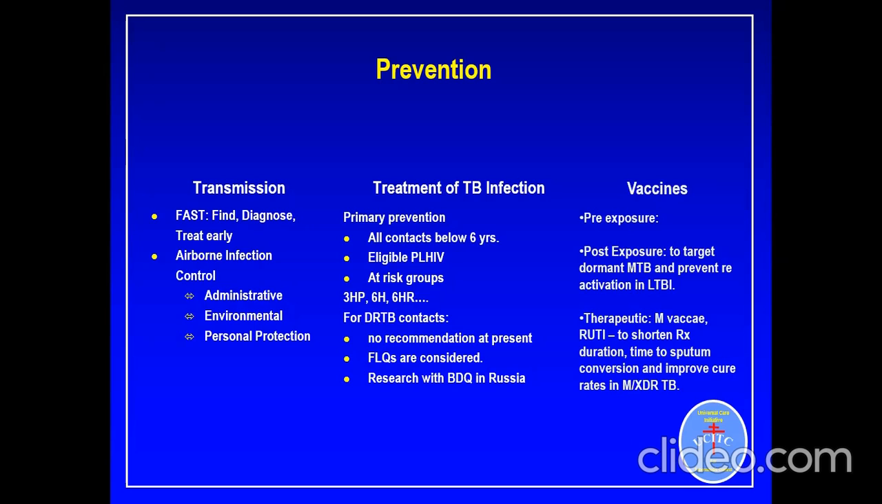The BCG vaccine that is currently available is 60% effective. It reduces the severe types of tuberculosis amongst children. However, it does not prevent adult type of tuberculosis. So pre-exposure vaccines, post-exposure vaccines to target dormant MTB and prevent the activation, especially in people who are latently infected. And a therapeutic vaccine like MVAC and VT to shorten treatment duration, time to sputum conversion, and improve cure rates in DRTB. So these are the prevention.